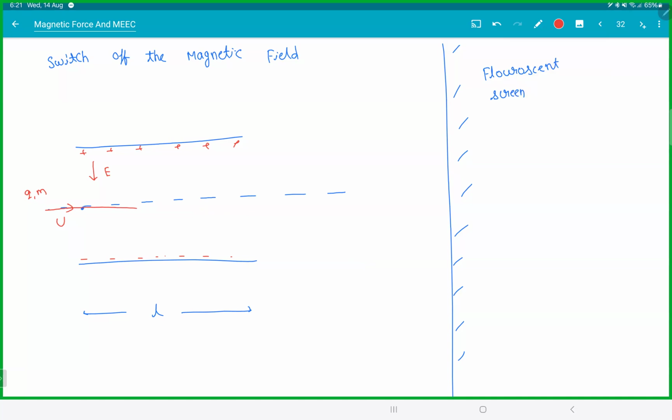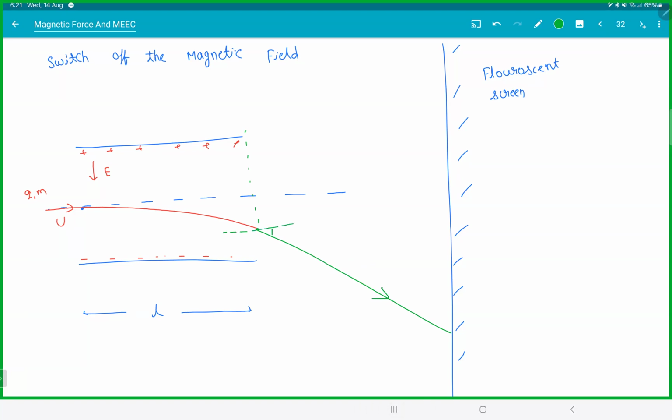So this will start bending till here. And after this point, there's no electric field also. This will go in a straight line. Is that making sense? Once you come out of the plates, there is no field anymore. It goes in a straight line.